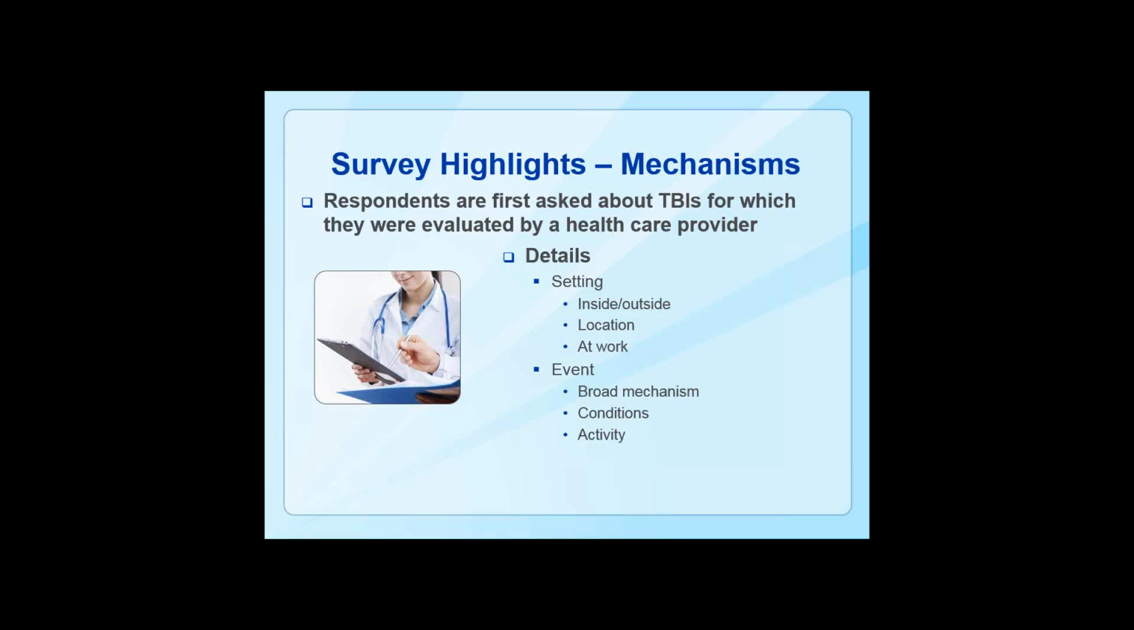Another type of mechanism we would ask about is falls. If the injury occurred due to a fall, specifically we'll want to know, was it from the floor or from ground level, like a trip or slip? Was it down the stairs? Or was it from a height less than or equal to 10 feet? Or was it from a height greater than 10 feet?